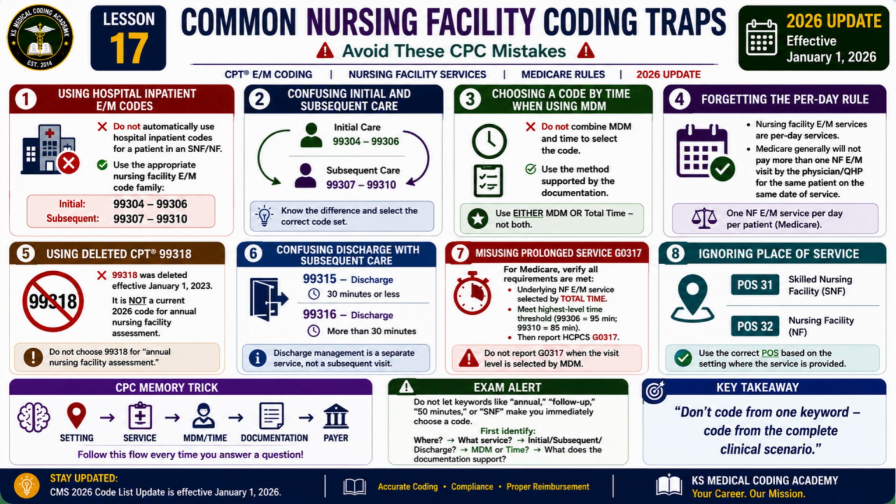Sixth, don't confuse discharge management with subsequent care. 99315 and 99316 are specifically for nursing facility discharge services. Seventh, be careful with G0317. For Medicare, verify the underlying nursing facility EM service, the applicable total time requirements, and all prolonged service rules before reporting it. And finally, pay attention to the place of service. CMS identifies POS 31 for skilled nursing facility and POS 32 for nursing facility.